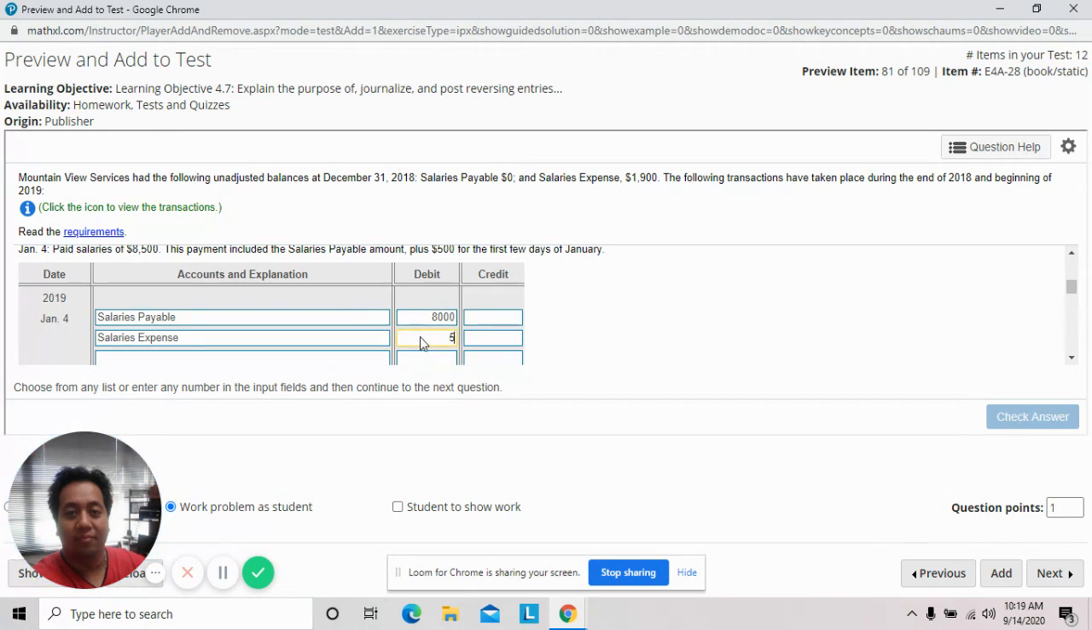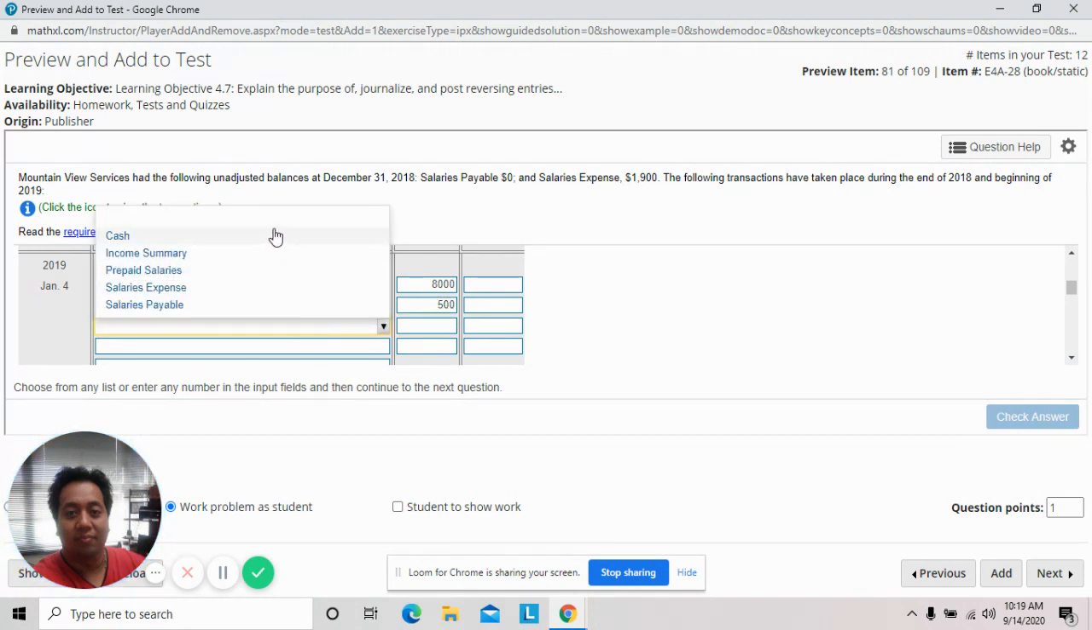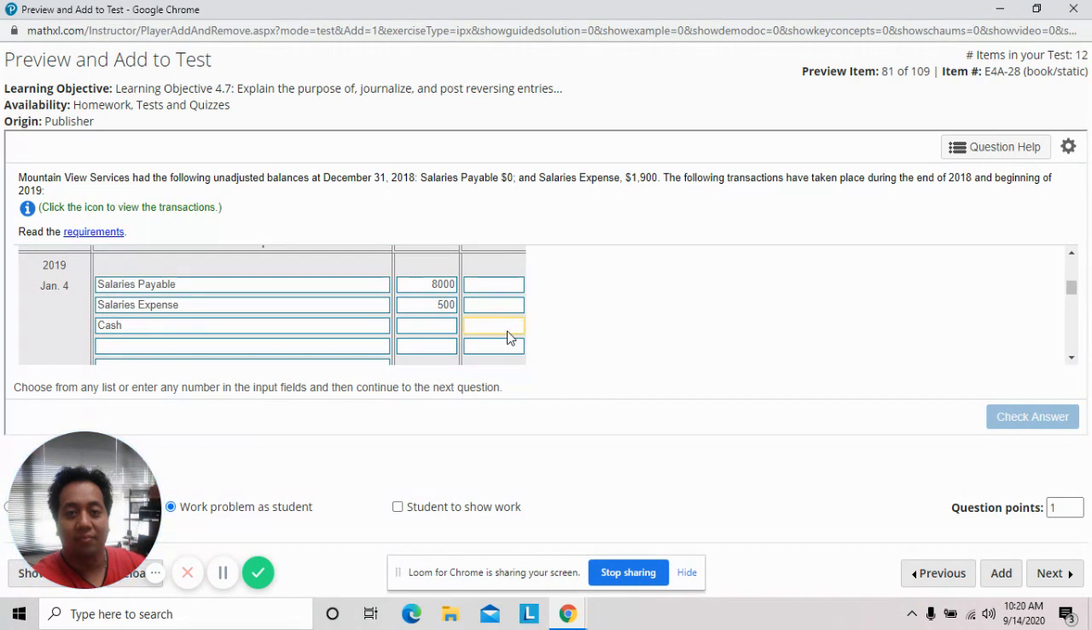$8,500 and a credit of cash. Since I'm paying my salaries in cash, deduction of cash, the amount of $8,500 to cover the total amount in my debit side for two accounts.